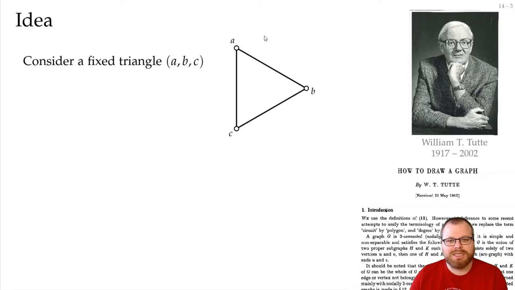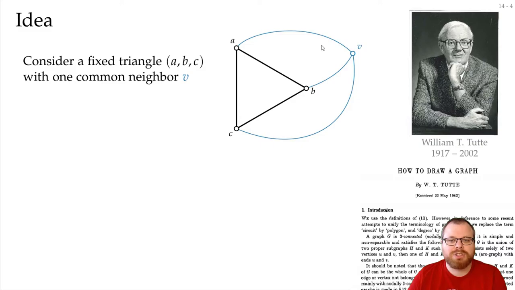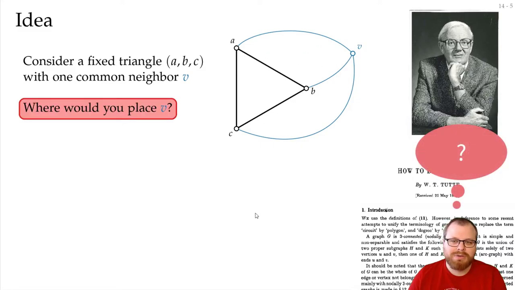Let's have a look at some triangle. Let's say we've already drawn this. We have these three vertices, they have this position, and we don't want to change it anymore. And now we want to add a new vertex that's connected to all three of them. Where would you place this vertex?